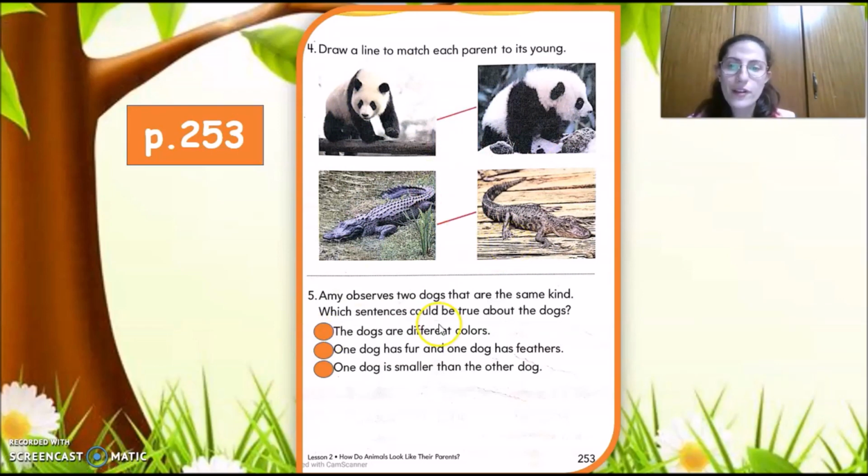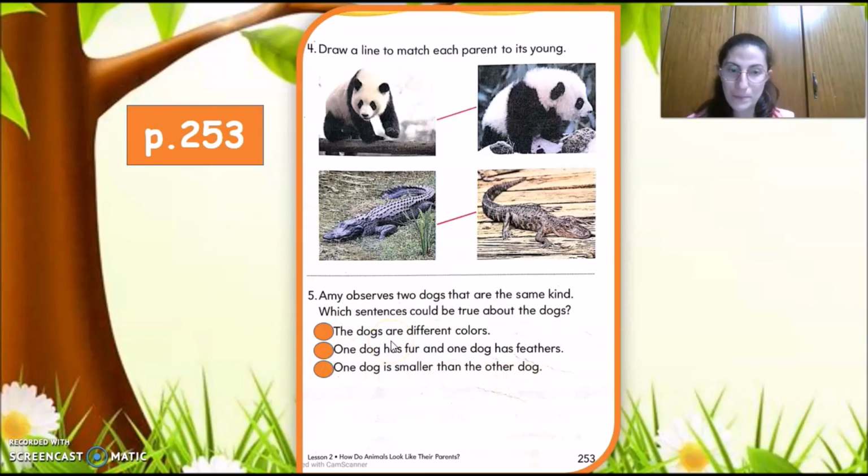Excellent. Number 5. Amy observes 2 dogs that are the same kind. Which sentences could be true about the dogs? A. The dogs are different colors. B. One dog has fur and one dog has feathers. C. One dog is smaller than the other dog. So I'm gonna read it one more time. Amy observes 2 dogs that are the same kind. Which sentences could be true about the dogs? When they say which sentences, it means we have more than one answer. Clear? A. The dogs are different colors. B. One dog has fur and one dog has feathers. C. One dog is smaller than the other dog.